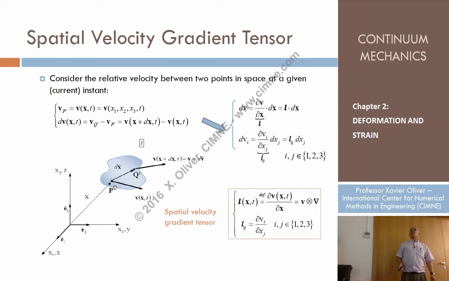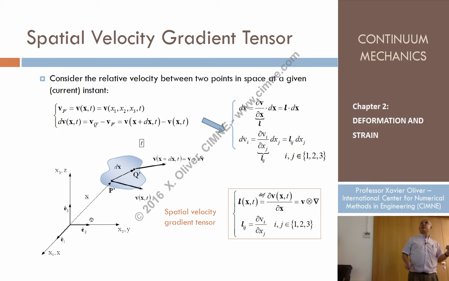The spatial coordinate of P is x. And now we're considering what are, at this time, the velocities of particle P and particle Q. Are those velocities the same? No. So particle P has a velocity which will be described in a spatial manner as the velocity at spatial point x at time t. And particle Q has a velocity at the point x plus differential of x.